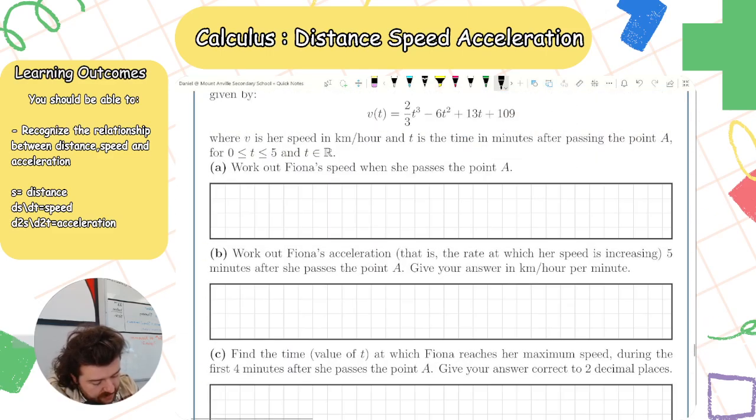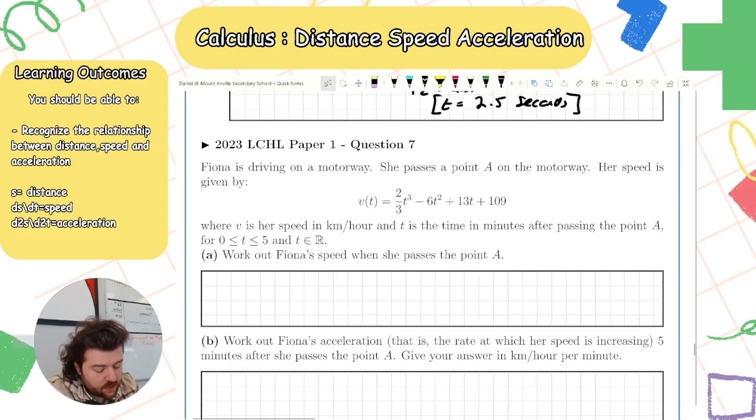Right. Have a look at this one. This is from 2023. Fiona is driving on a motorway. She passed the point A on the motorway. Her speed is given by this function. Work out Fiona's speed when she passes the point A.